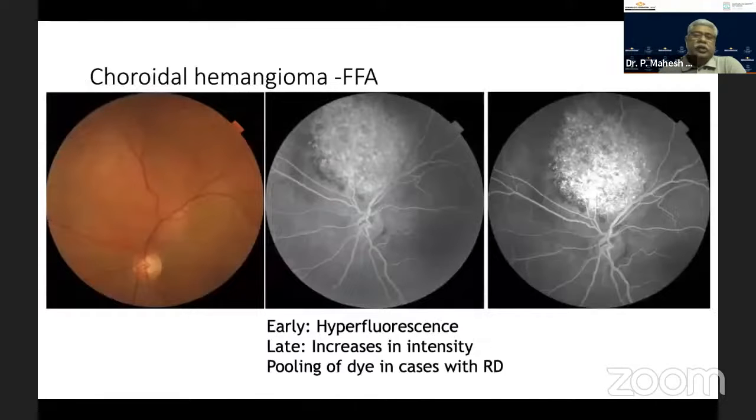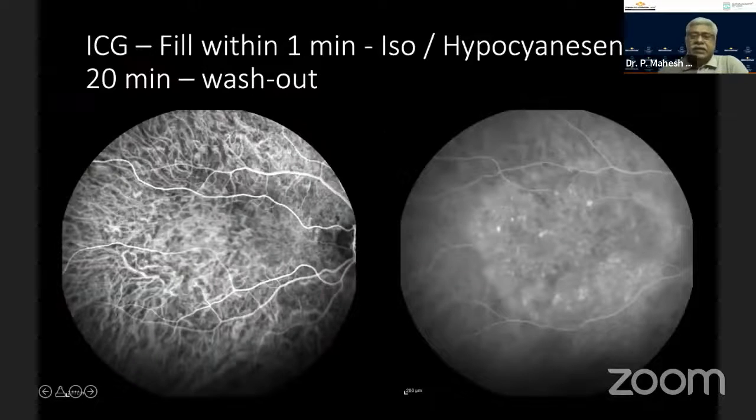Let's move on to choroidal tumors. This is a solitary choroidal hemangioma. Because it's connected to the choroidal circulation, it fills very rapidly in the choroidal space itself, and it's a vascular tumor, so it tends to leak profusely as well. So early hyperfluorescence, which increases in intensity, and pooling of the dye when there is a retinal detachment and leakage is what we see.